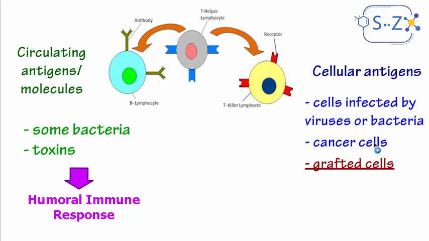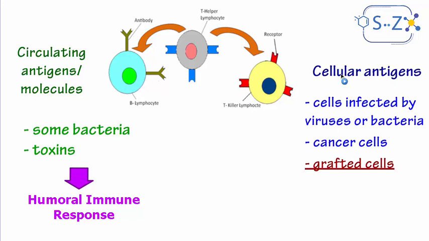They will carry a new surface antigen, where they will become non-self, and they have to be fought and killed. And finally, grafted cells. Grafted cells, transplants, for example, if we take a skin from another donor, a kidney, a liver, any other grafted tissue or cell, it might be considered a non-self body, and it has to be fought. So these are examples about cellular antigens.